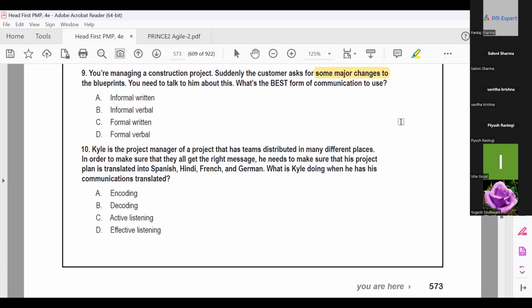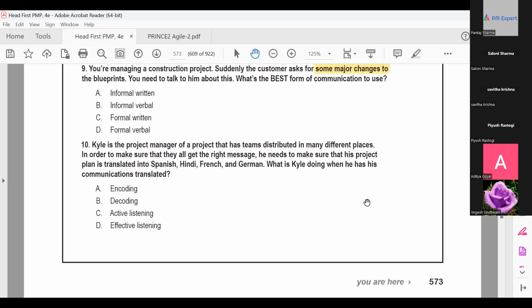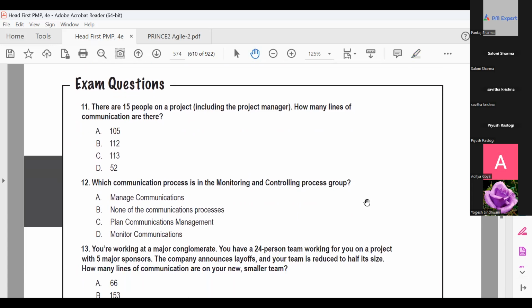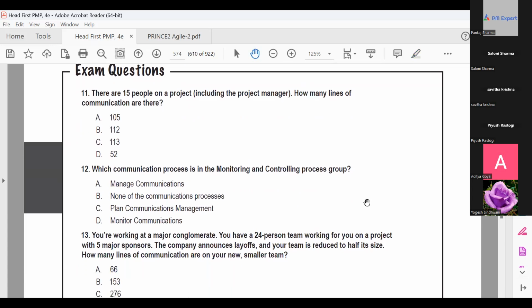So can we do the 10th now? The 10th is again not a very good question, but you can read and answer it yourself. Encoding: if somebody is sending, so Kylie is sending, then he's encoding, right? So A, but not a very relevant question. Now this is a simple question, you can answer quickly. 15 people on a project, how many lines of communication? 15 into 14 by 2, 105. We just did that.